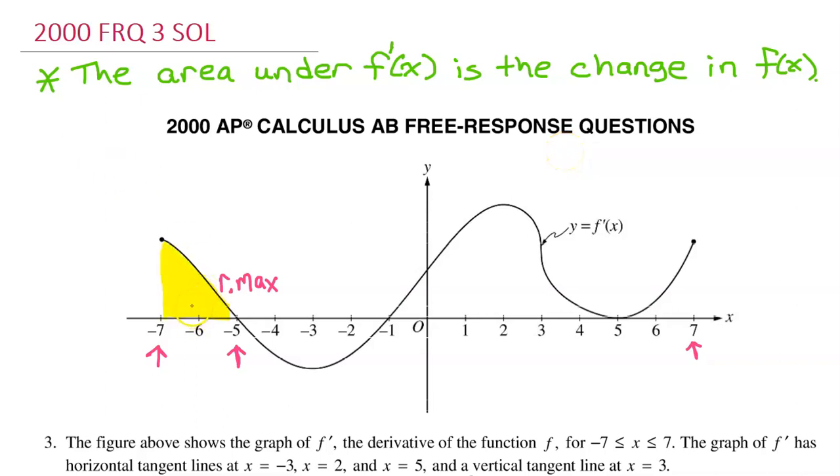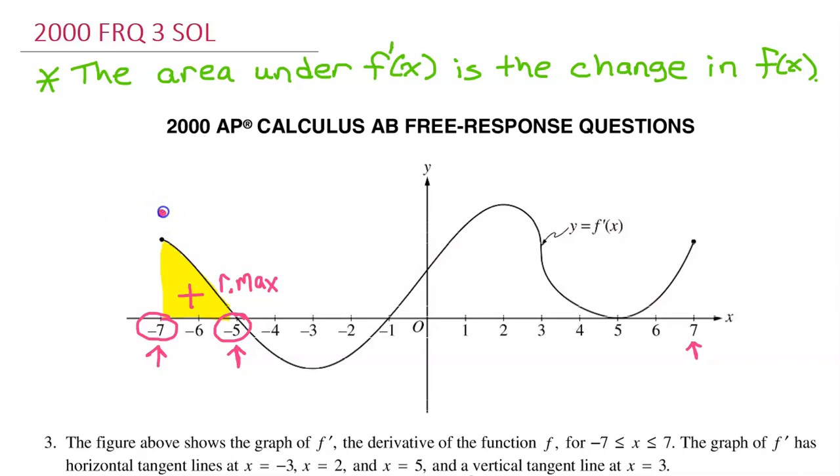This yellow area is the area under the curve between -7 and -5. This area indicates the net change of the original function f of x from -7 to -5. An area that is above the x-axis represents a positive change in f of x. In other words, f of x is increasing between -7 and -5. That tells us that the value of the function at -5 is going to be greater than the value of the function at -7. Think about it.